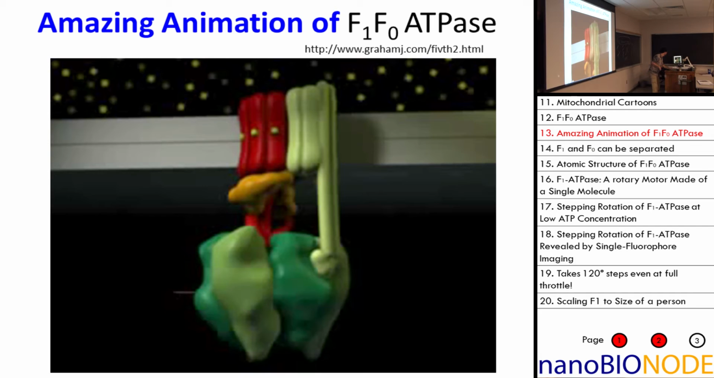The flow of protons down their electrochemical gradient drives a rotor.